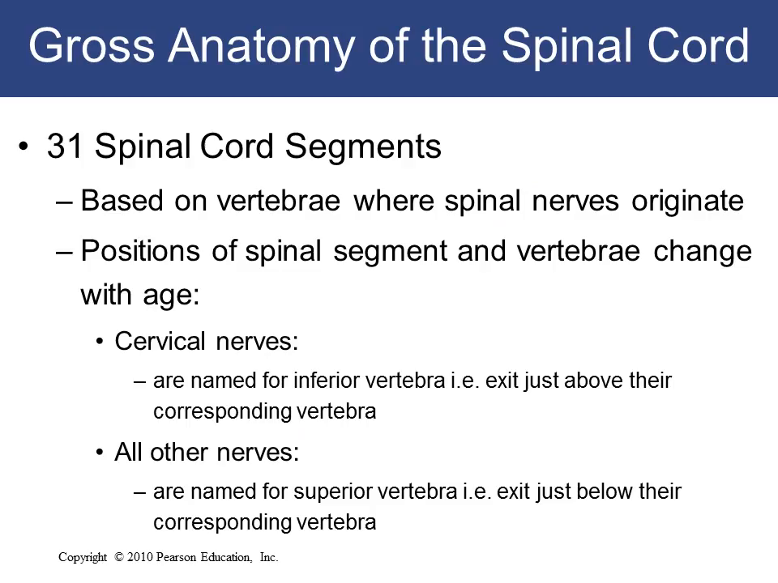So this is segments. The spinal cord has 31 segments, and these are based on the origins of the spinal nerves, and the position of the spinal segment and vertebra changes with age. The first are the cervical nerves. They sit just above their corresponding vertebra. That's why they are named for the inferior vertebra. And all the other nerves, apart from the cervical nerves, are named for their superior vertebra. That is, they sit just below their corresponding vertebra.